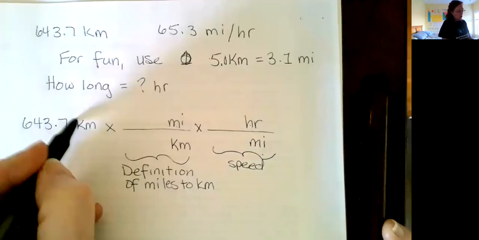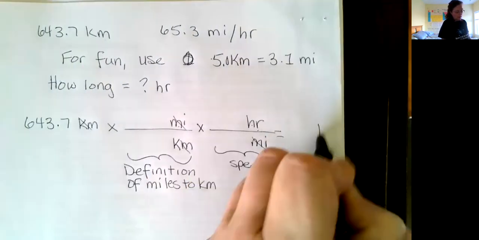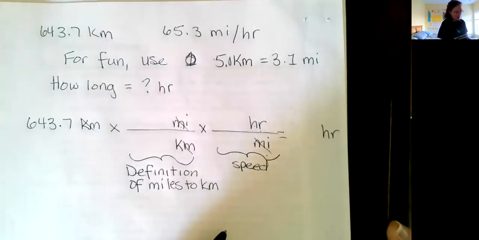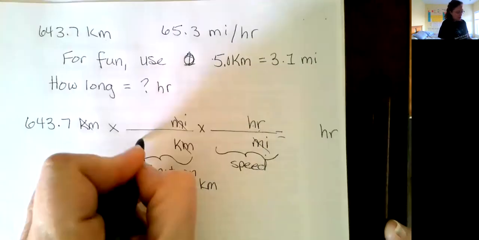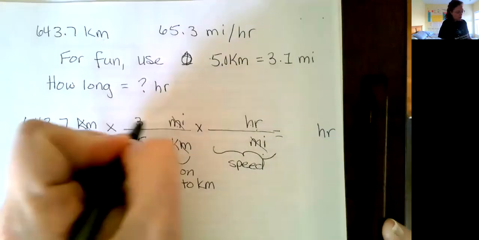You can do the boom, boom, boom, boom, shakalaka. We'll be left with hours. All right, let's plug in some numbers. Let's see, I made it fun for us so that we would have 5.0 kilometers and 3.1 miles.